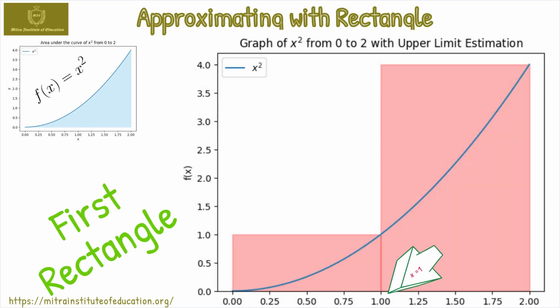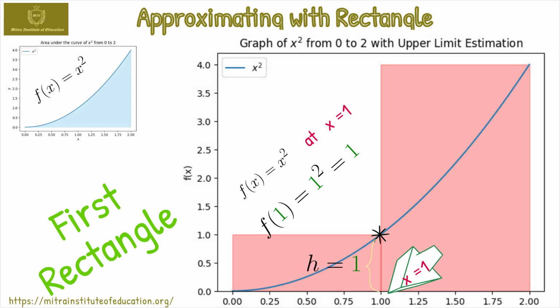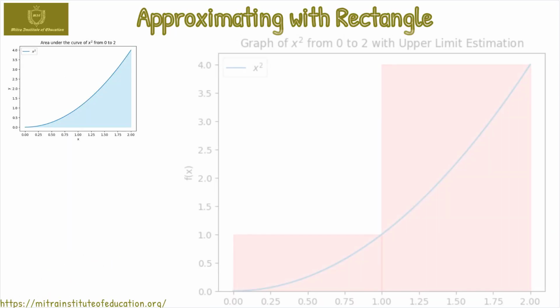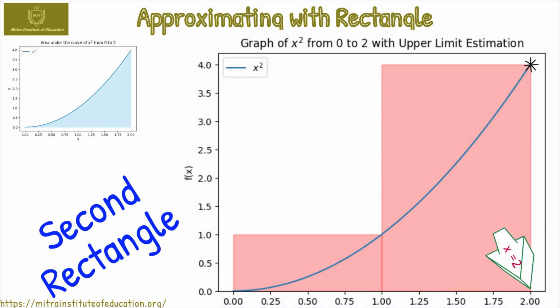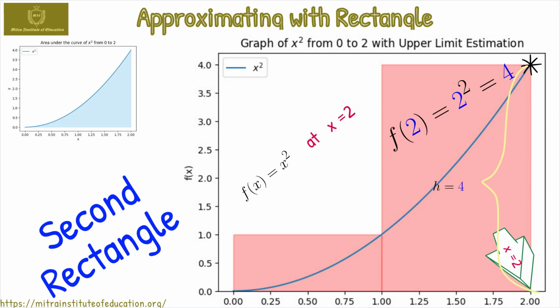For the first rectangle, the right edge is at x equals 1. The height is given by the value of f of x equals x squared at x equals 1. That is, 1 squared, which equals 1. So, the height of the first rectangle is 1. Similarly, for the second rectangle, the right edge is at x equals 2. The height is given by f of x, which equals x squared, at x equals 2. That is, 2 squared, resulting in 4. Thus, the height of the second rectangle is 4.